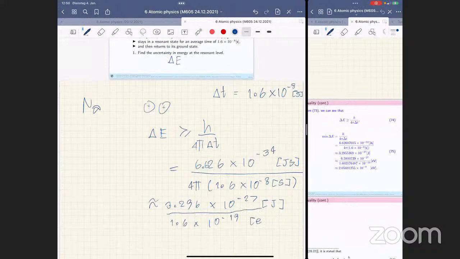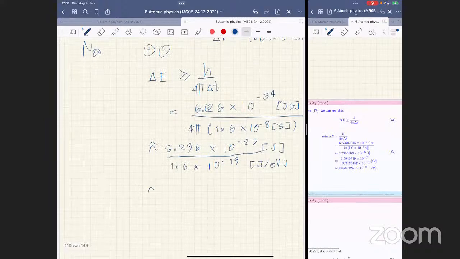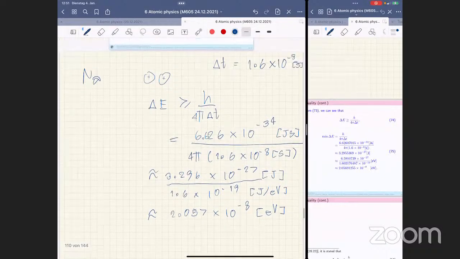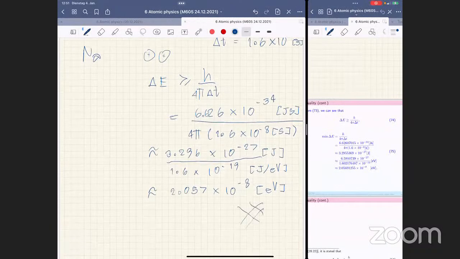Sorry, this is joule per electron volt. After you put it into the calculator, you will have 2.057 times 10 to negative 8 eV, electron volt, and that's the more appropriate scale for the energy at the atomic level. So that will be our destination.